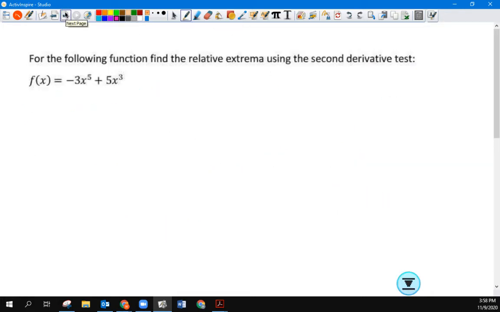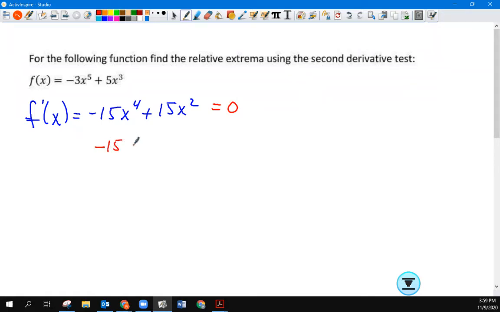Now the last one, use the following function, find the relative extrema using the second derivative test. Okay. So I'm going to find relative extrema. Relative extrema come from the critical points. So first I've got to find my critical points. So f prime of x is negative 15x to the fourth plus 15x squared. So remember, critical points come from the first derivative. Okay, so set this equal to 0. I take out 15x squared. So when I take that out, I'm left with x squared here. And here I'm going to be left with negative 1.